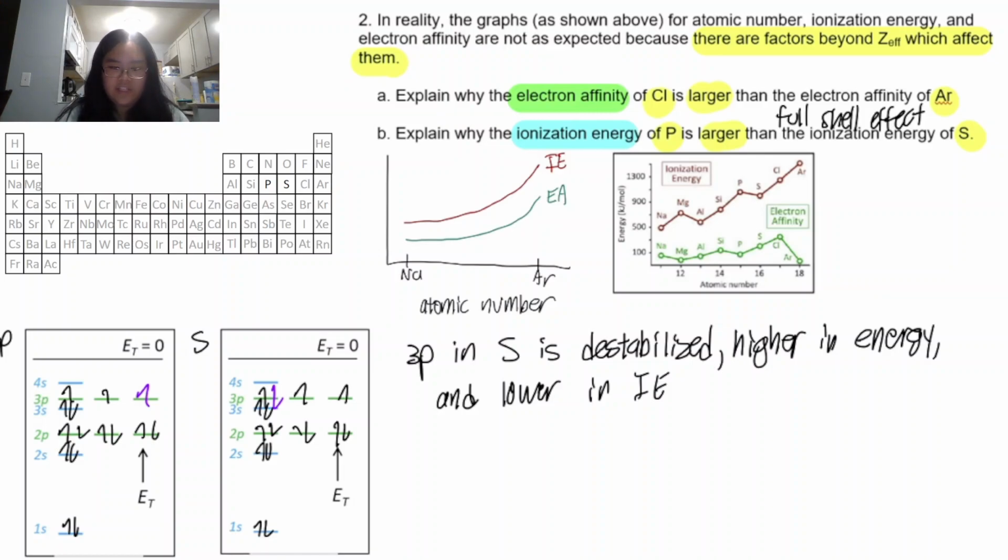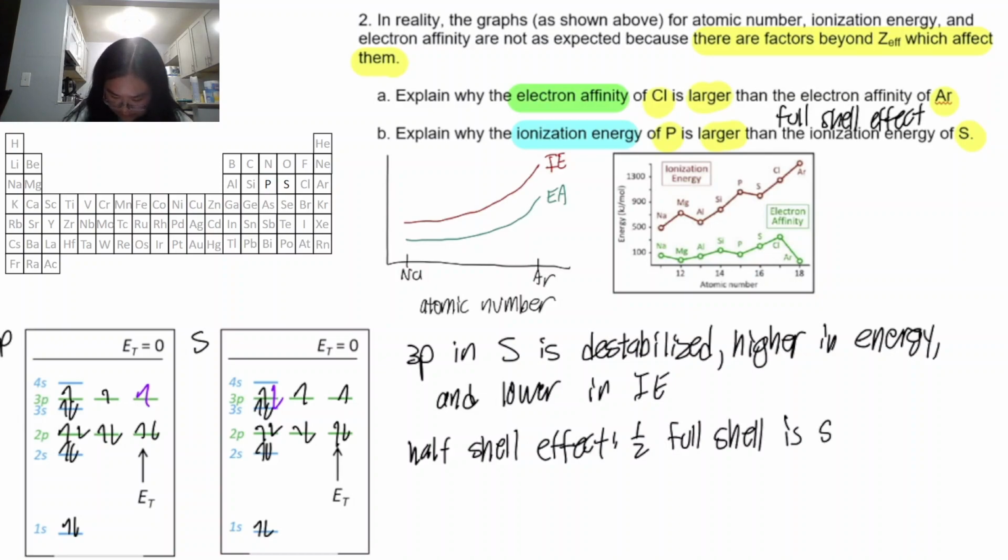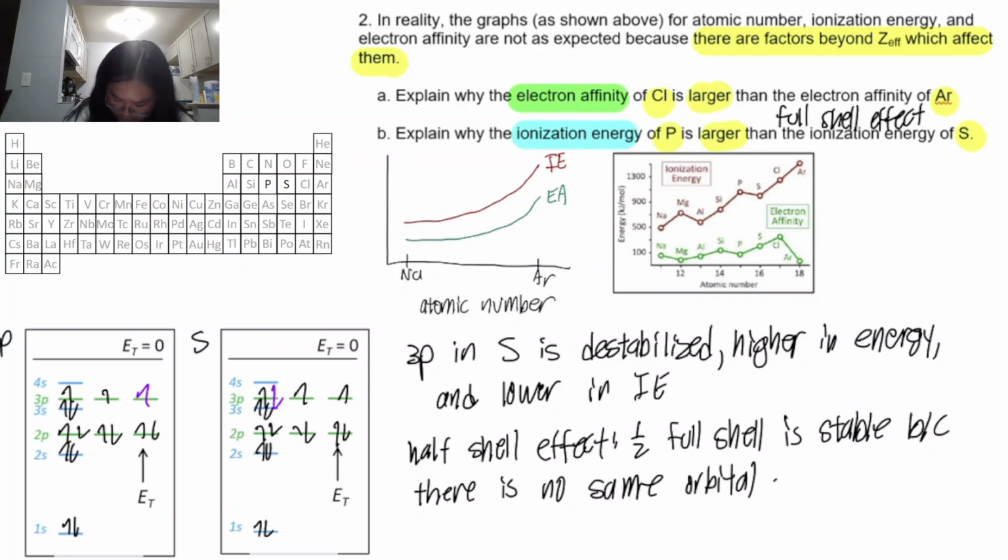We can summarize all this by calling it the half-shell effect. And the half-shell effect says that a half full shell is extra stable because there is no same orbital electron-electron repulsion. So the answer to part B is the half-shell effect.